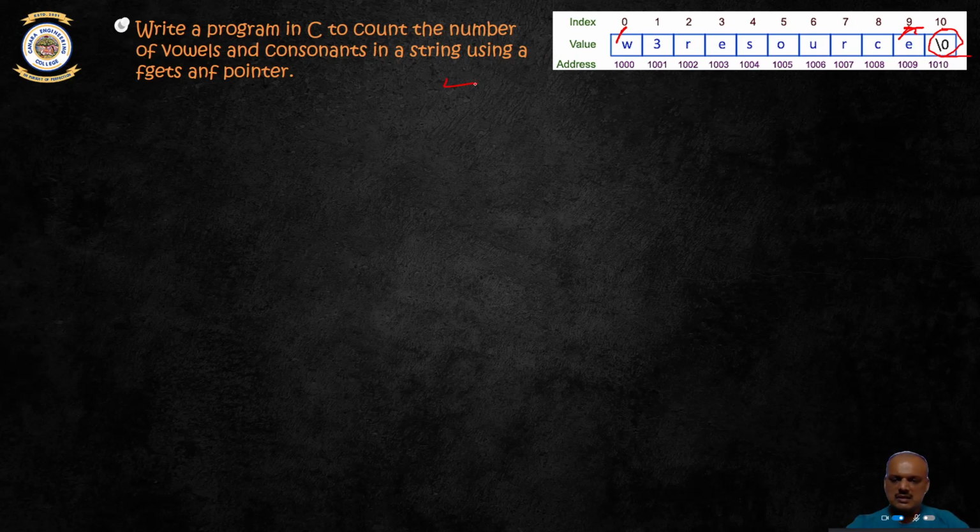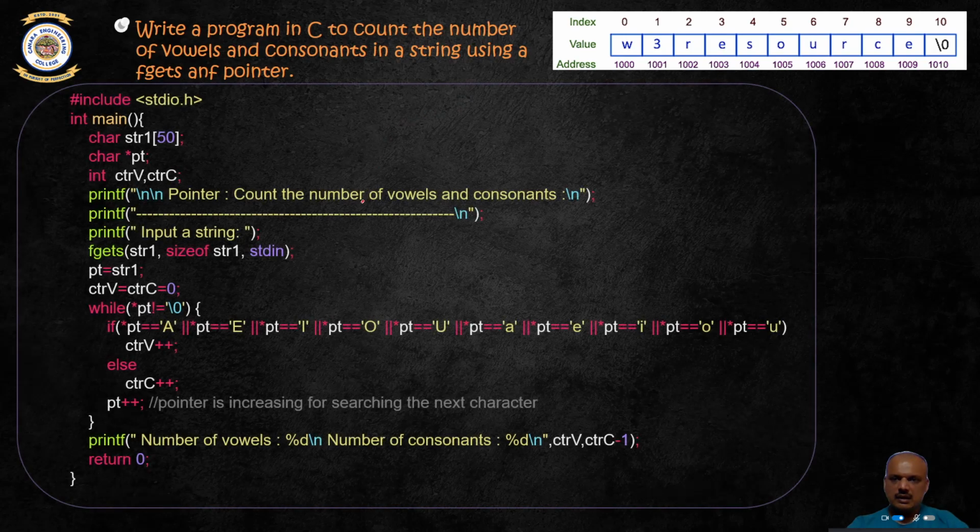Okay, so with this knowledge, let's actually look into the C program which does this. In the main code I have allocated a character array which can read up to 50 characters. So that would be the upper limit of the string that you can type in. So your input can have a maximum of say 50 characters. Then I have a character pointer. Then two integer variables are being defined, one to count the number of vowels and the other one to count the number of consonants.